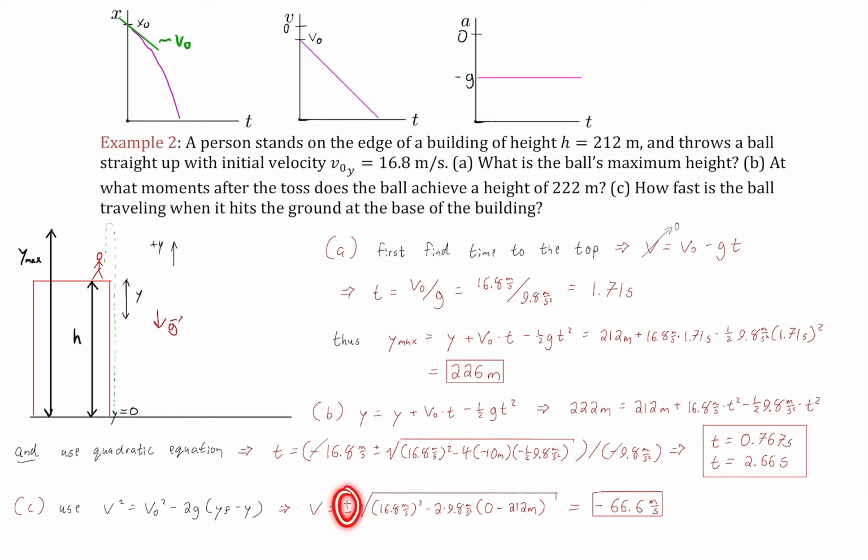Right, now notice when I do the square root, I have a plus or minus. Both could be solutions, but the only one that makes physical sense is the negative value, because it has to be traveling in the negative direction relative to our coordinate system when it hits the ground. Okay, there you go. Things you can solve for, right?